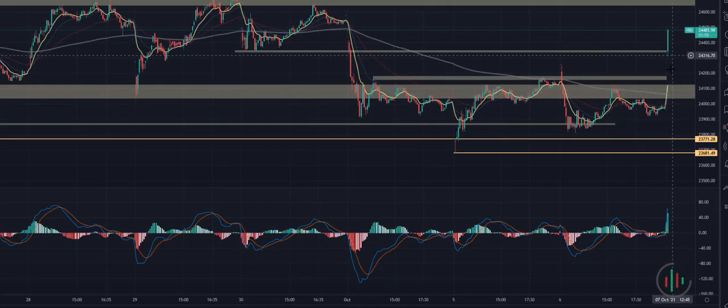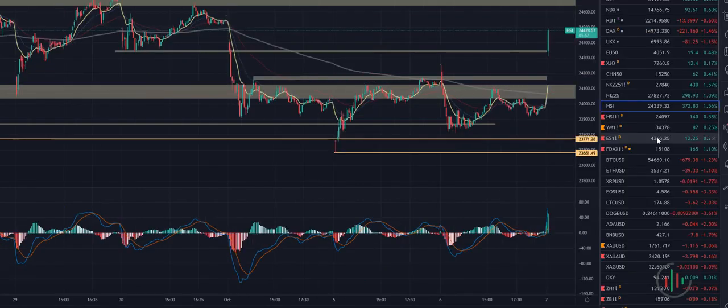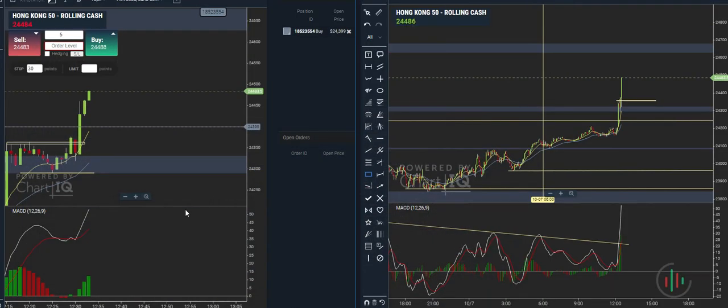You'll see here, that's the index. It's gapped up on the open, which is a hefty gap. And there, it's up 500 points, 2% at the moment. So, if this can keep driving higher, good on it. That's good for me because I'm long.